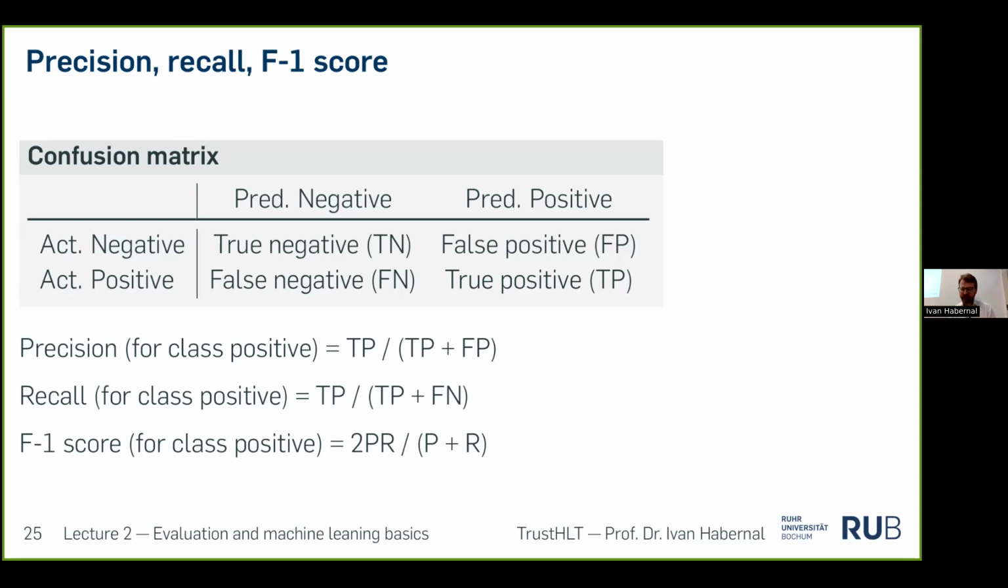Let's start with precision for the class positive, because precision will be different for the class negative as well. So let's take precision for this class. What is it saying? It's the number of true positives divided by true positives plus false positives.